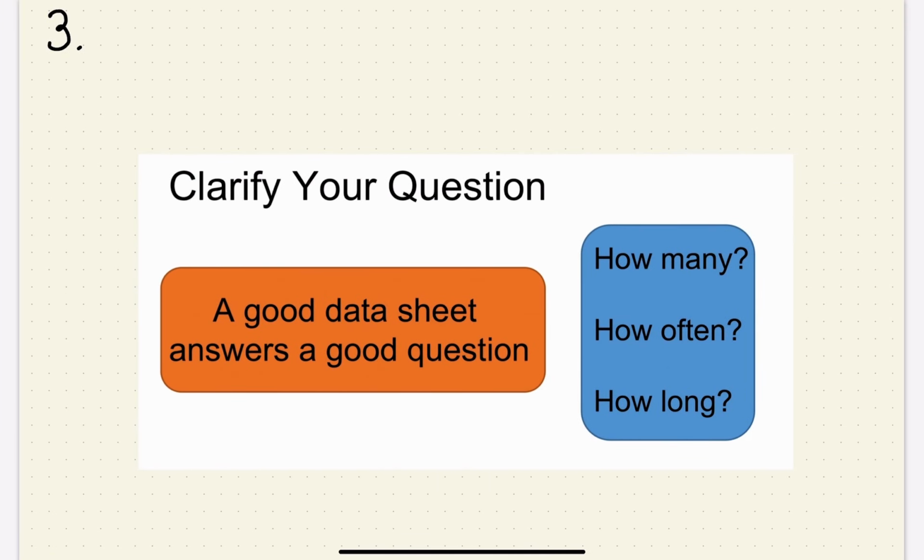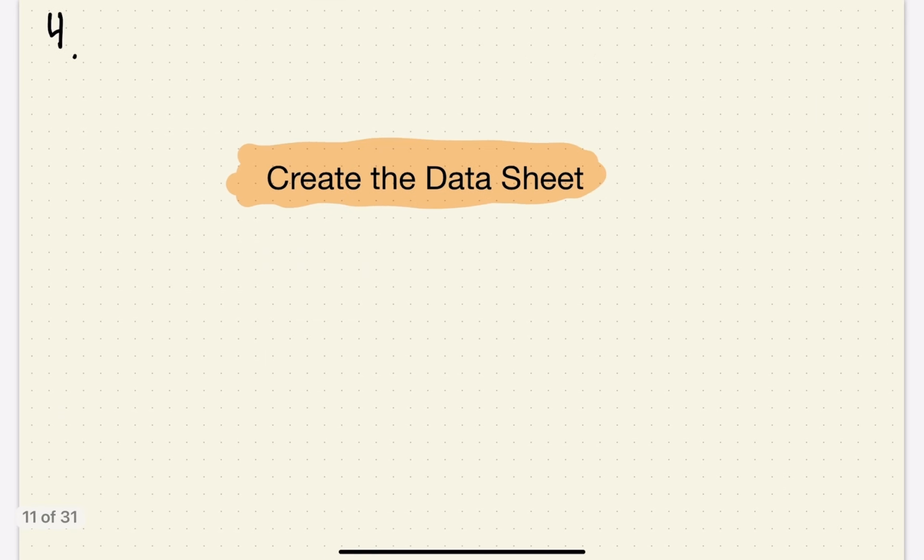Clarifying our question is also very important. A good data sheet answers a good question. So we have to decide what type of question we want data on. How many of something, how often of something, how long of something. Step 4 then is actually creating the data sheet itself. And we're going to go over some examples of this to keep it simple. If we want other stakeholders to get involved in collecting our data with us and talking about the data and using the data, we have to create a data sheet that is accessible and simple and straightforward.